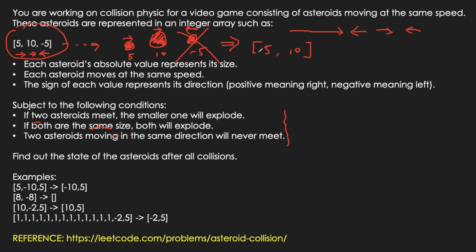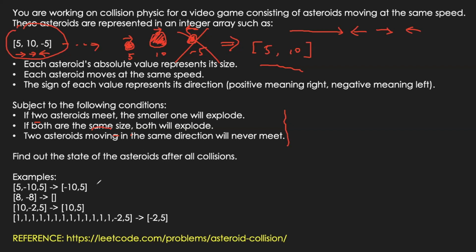As you can see here, you're given an array of integers representing asteroids traveling at the same speed but of different sizes. Your end goal is to compute the end result of the asteroids. This is the end result we're talking about for this example. Let's look at some of the other examples.